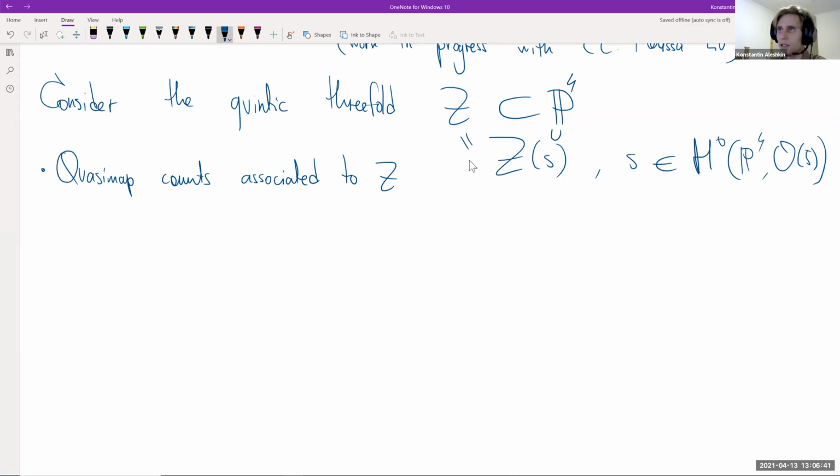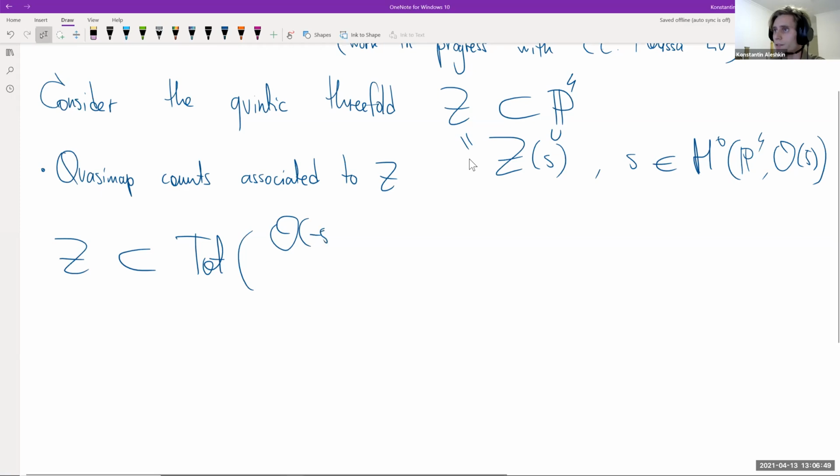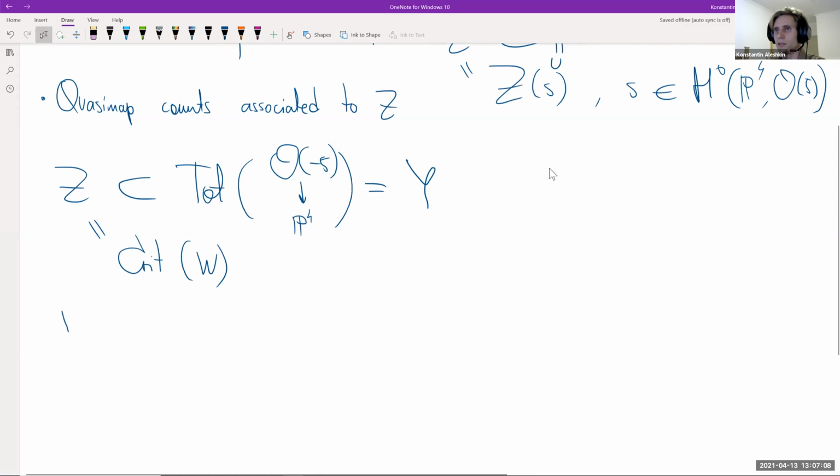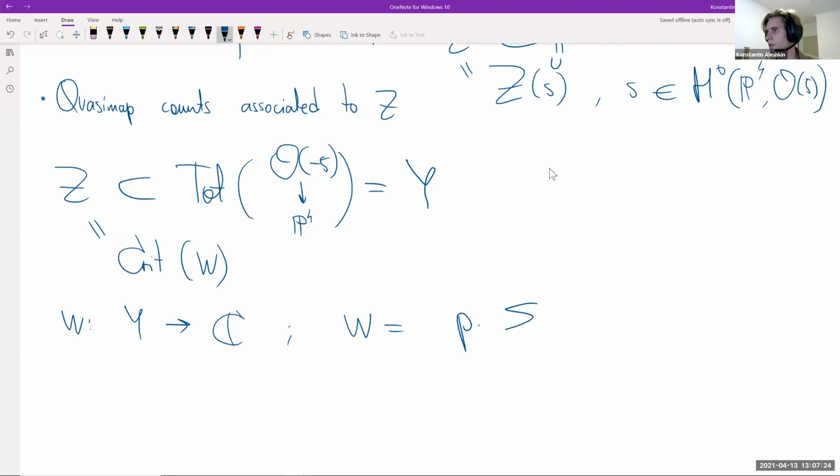Another way to represent a quintic is the following. We can write it as a subset of the total space of the line bundle O(-5) over P4, which is the critical locus of some polynomial W on this total space. I'll call this space Y. So W is a polynomial from Y to C, and explicitly W is given by p times the sum of xi to the power 5, for i from 1 to 5, where these are homogeneous coordinates on P4.